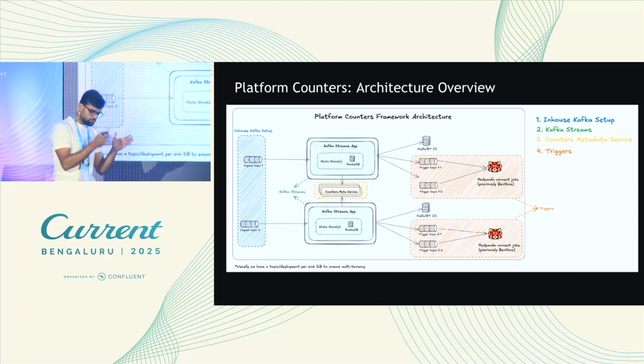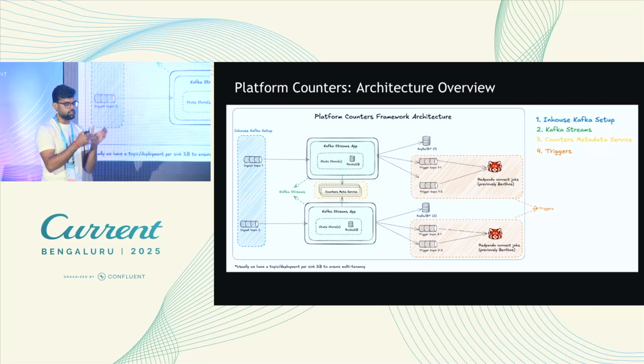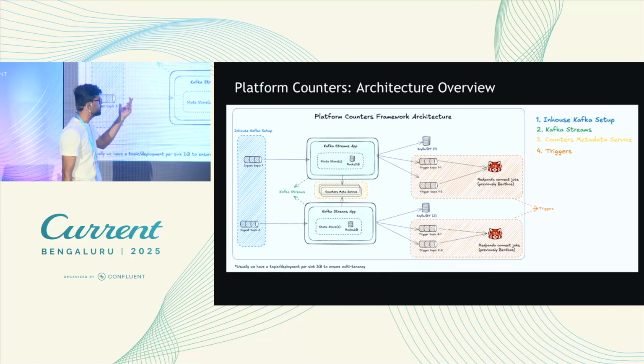So for counters that were stored in a single table, we just had a single Kafka stream setup, right? So let's go into the details of every component.